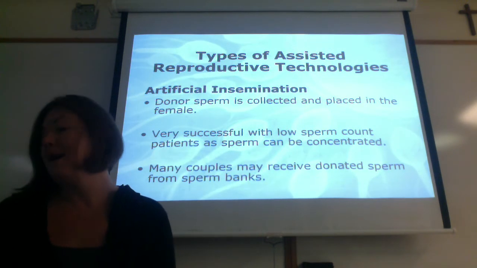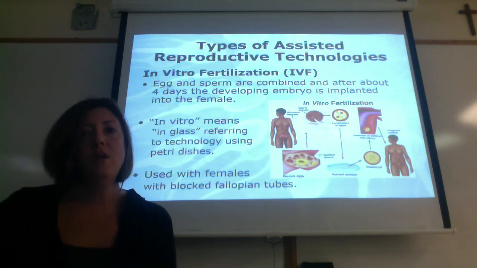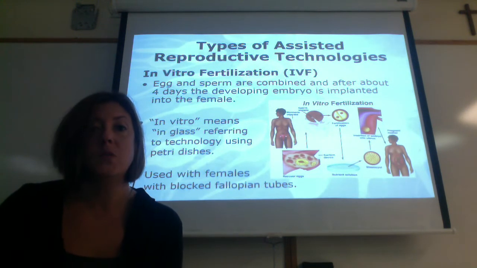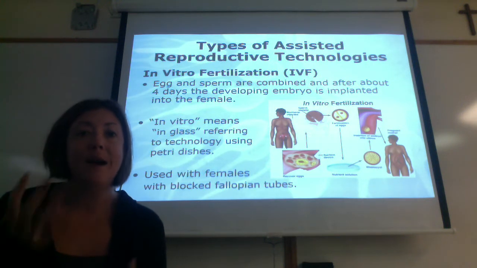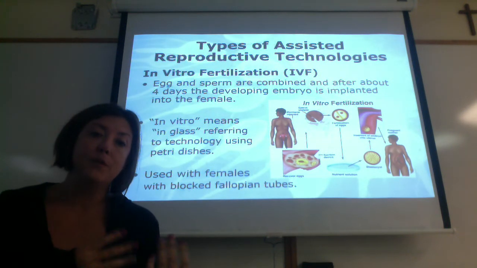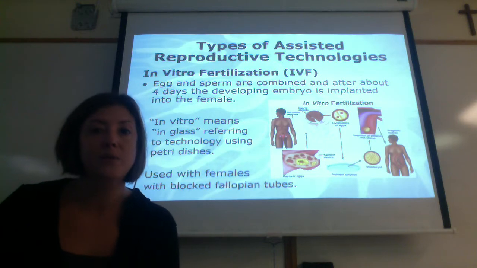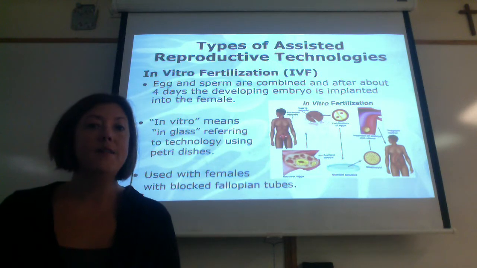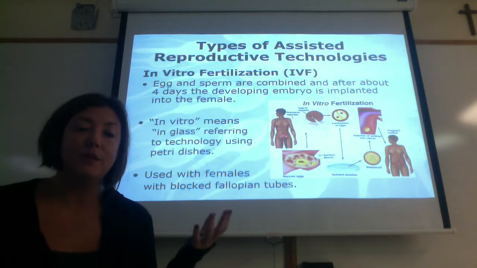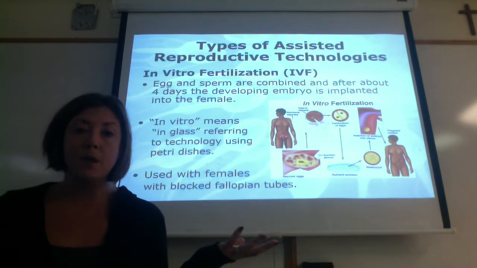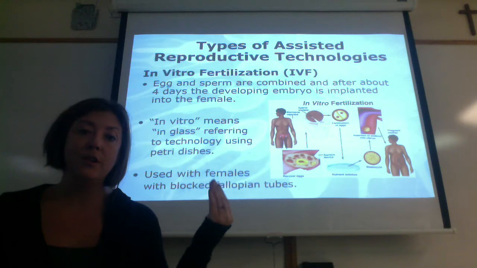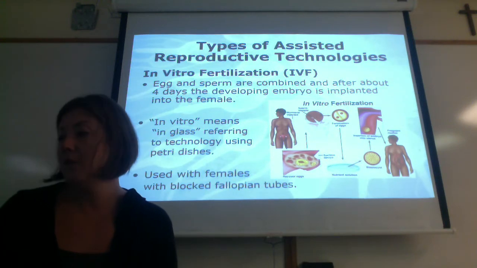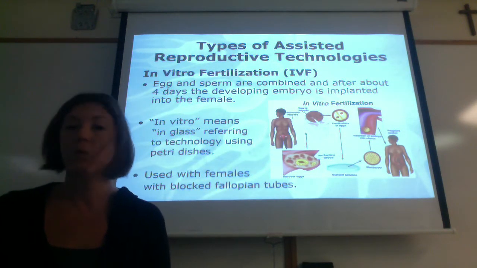sperm from sperm banks. We also have in vitro fertilization, which is when we take the egg and the sperm from the male and the female, and we combine them and allow that developing embryo post-fertilization to develop for about 4 days before being implanted into the female. And this has been quite successful for females who have blocked fallopian tubes. So they have good egg quality and good uterine quality, but the uterus is unable to actually receive the egg because the fallopian tubes don't function properly.